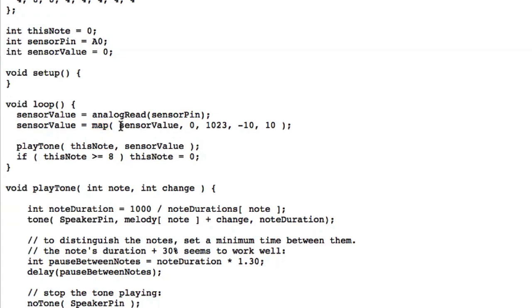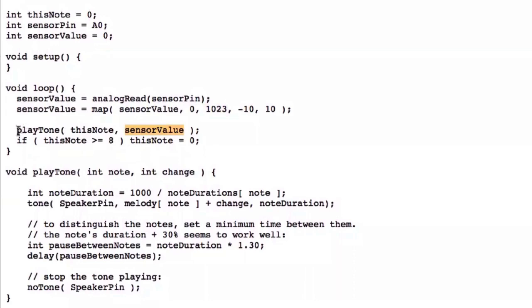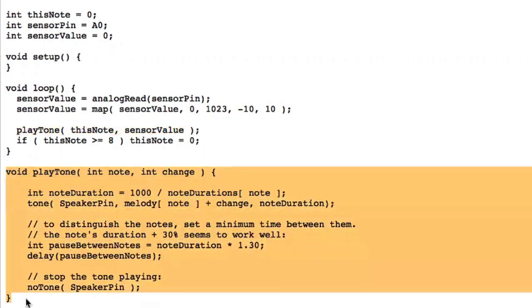Basically, it maps the value from the original range, this is the input range, to the output range. And then you play the tone. The tone is played directly to the pin itself by using a function below. I mean, we don't have to worry about how it generates the tone below. We just concentrate on the main program here.